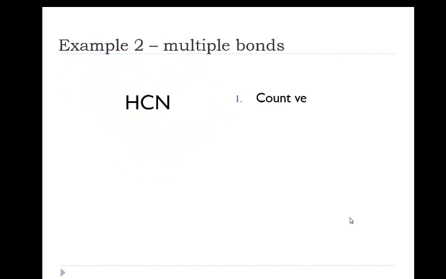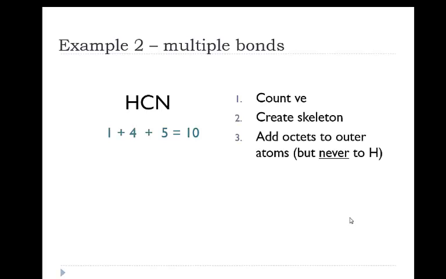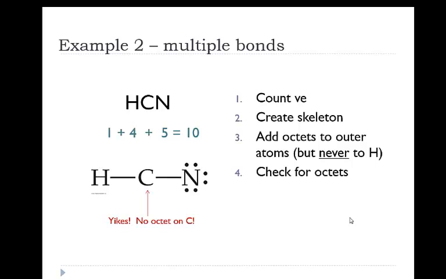This one has multiple bonds. The first step again is to count the valence electrons. There's 1 from the hydrogen, 4 from the carbon, and 5 from the nitrogen, which gives us 10. Next, we create the skeleton and we add octets to the outer atoms. Remember that hydrogen never ever gets an octet. It only gets 1 bond. So we've done that. We have 3 lone pairs around nitrogen, and that's our structure.